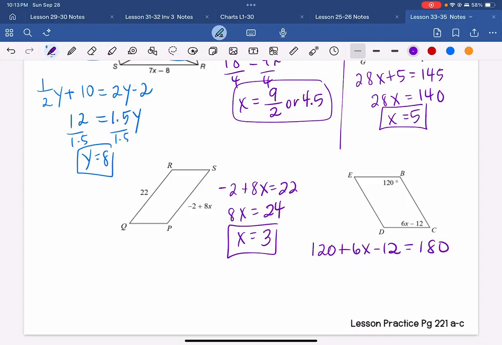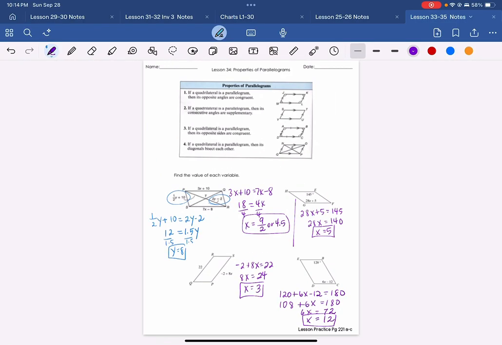So 120 take away 12 is 108. Okay, and then we subtract 108, we get 72. And x is equal to 12. And that is properties of parallelograms.